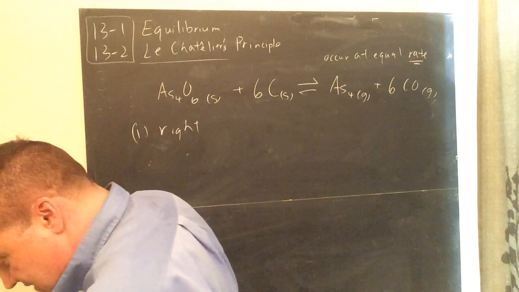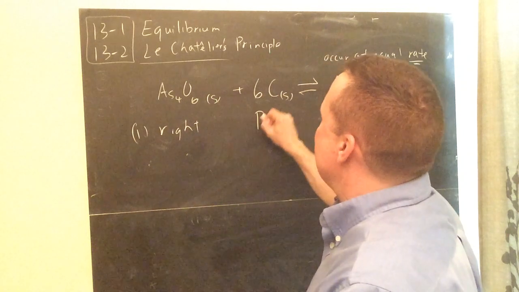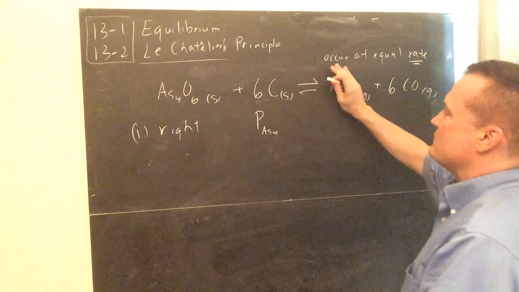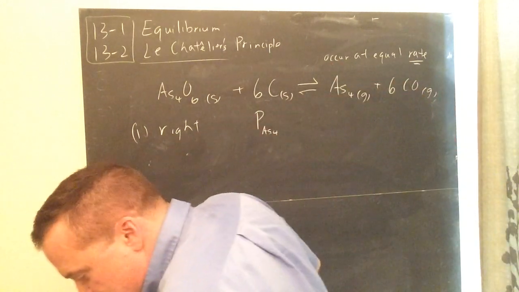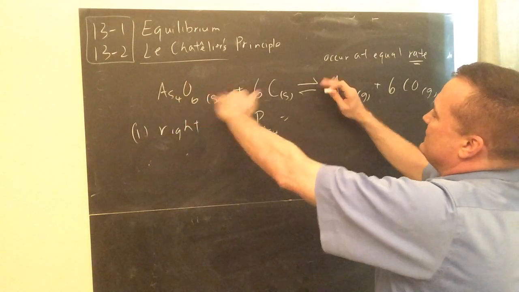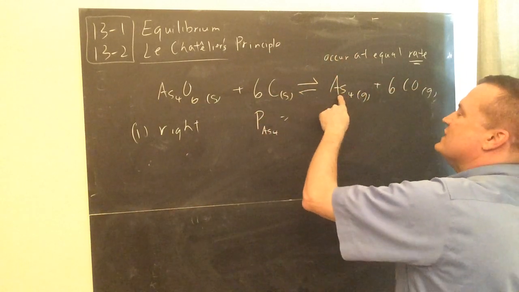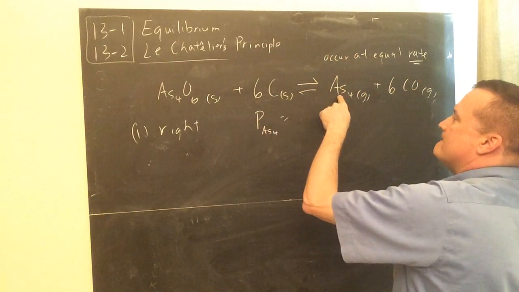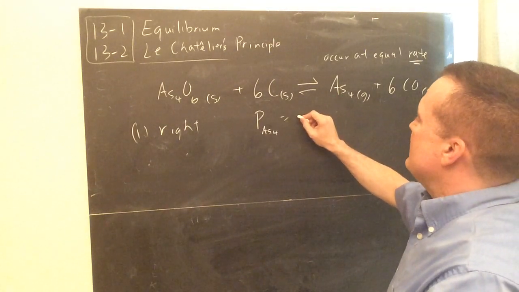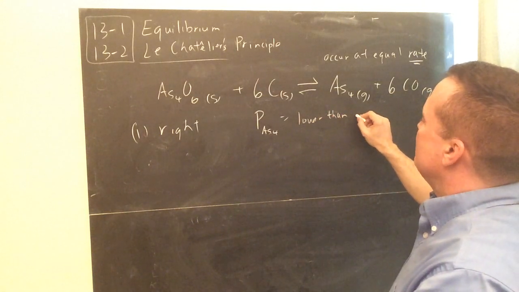Number 1, and it says what will happen to the equilibrium partial pressure of arsenic. So, the partial pressure of arsenic 4. If you remove arsenic, all or some of it, okay, then what's going to happen is it's going to go out of balance. It's going to shift to the right to get back into equilibrium. This is going to be lower. It will end up being lower than initially.